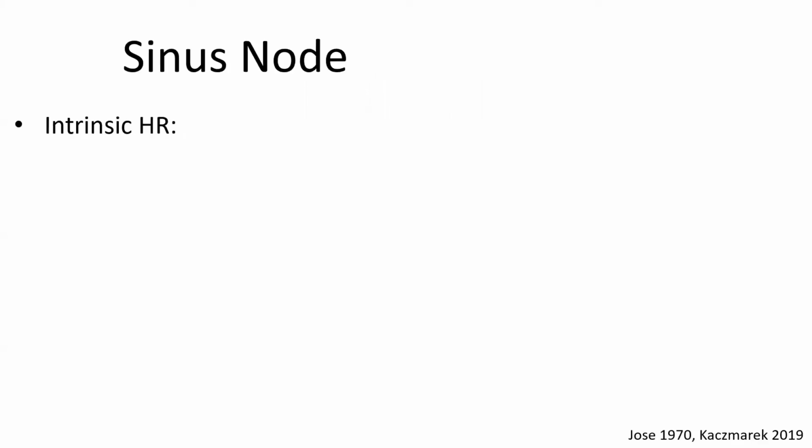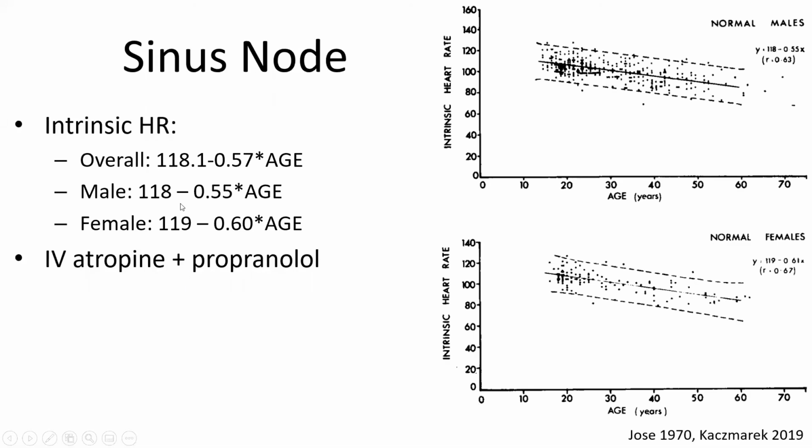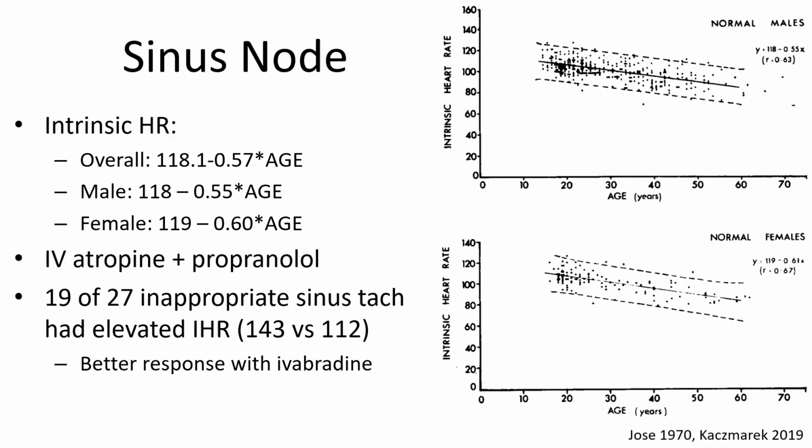A word about the intrinsic heart rate. Often you'll see this Jose 1970 paper that described the process of using atropine and propranolol to give you this somewhat linear relationship between intrinsic heart rate and age. And this paper by Kaczmarek in 2019 showed something I think was interesting, that in people with inappropriate sinus tachycardia, some had an elevated intrinsic heart rate. And those are the people that really responded to ivabradine, both in terms of their heart rate reduction and in symptoms. So maybe measuring the intrinsic heart rate is a way to predict who's clinically going to respond to ivabradine.